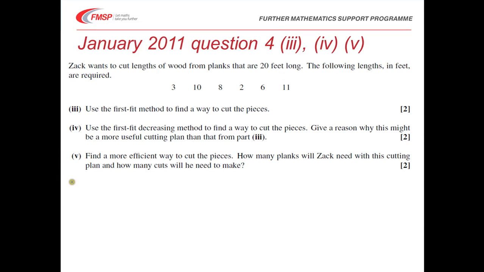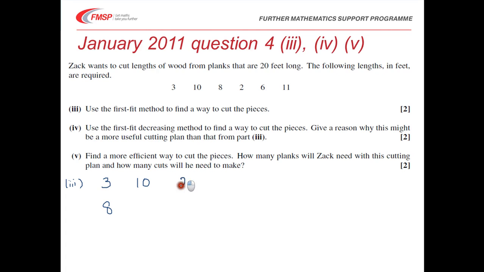So if we look at this, and it is part 3 of a question, so I'll just put that there. We haven't seen the first 2 parts. So we would have a cut of 3, then a cut of 10. Now we can't cut the next piece from that 20-foot bit of wood, so we'll need to take another bit, and we'll take a cut of 8 there.